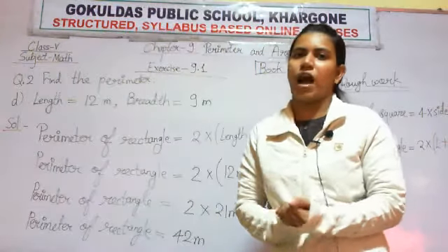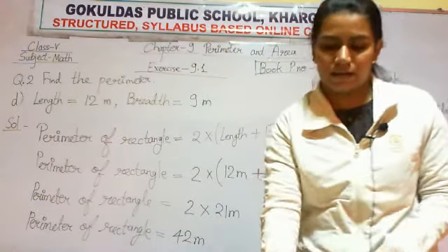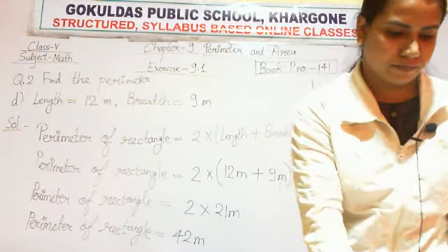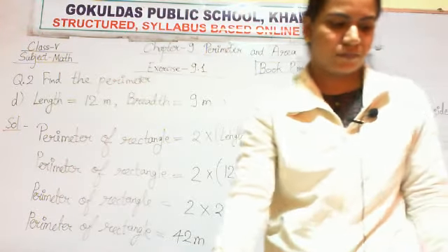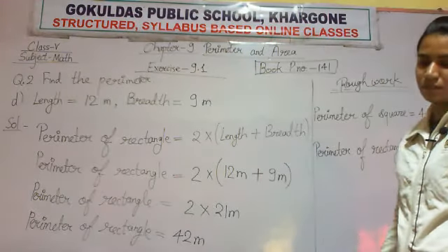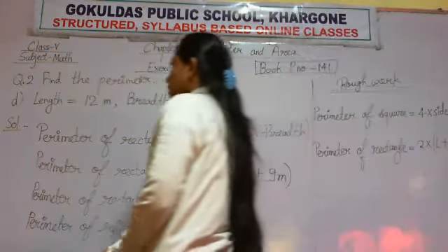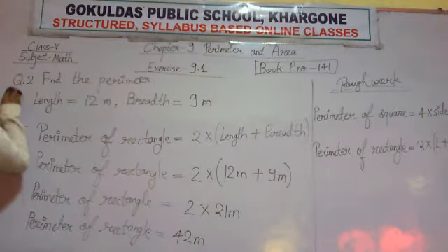I hope you got how to find out the perimeter of rectangle. Now let us solve question number B. Question number B.